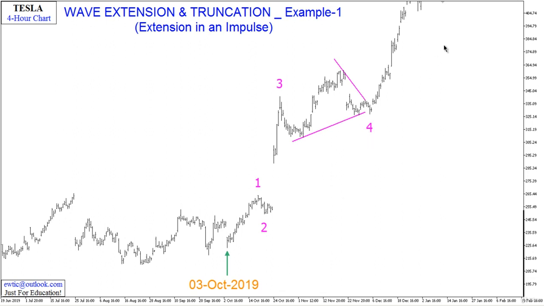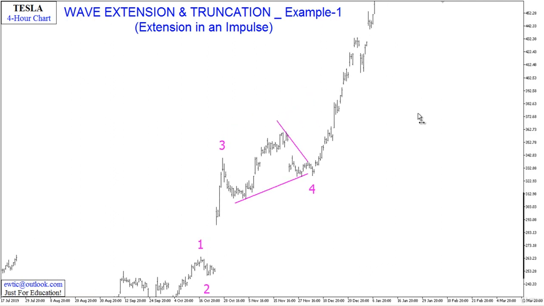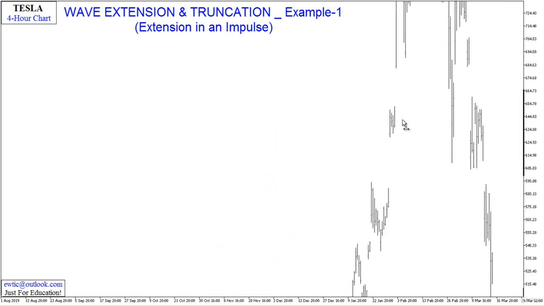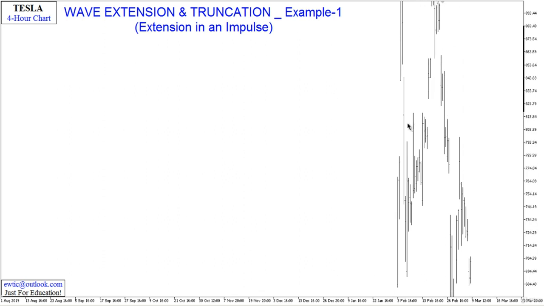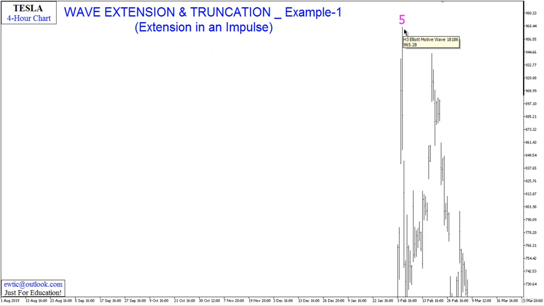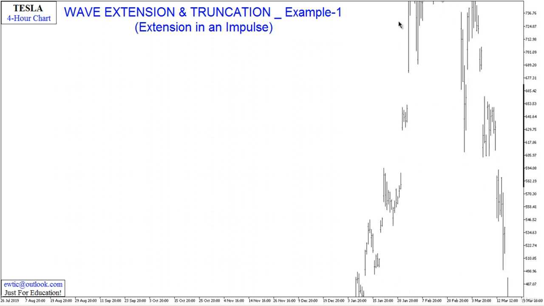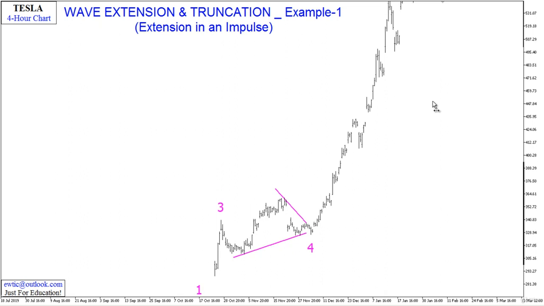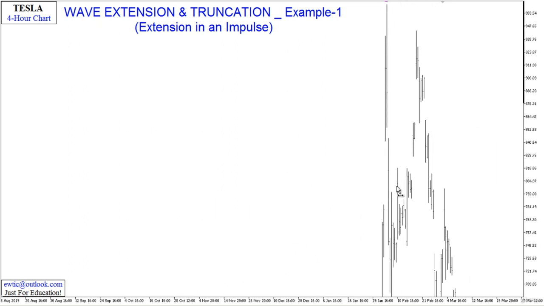But just have a look at what happened to this fifth wave. This is the fifth wave here, right? So all the way from the low around $327 per share of Tesla, we saw a rise.